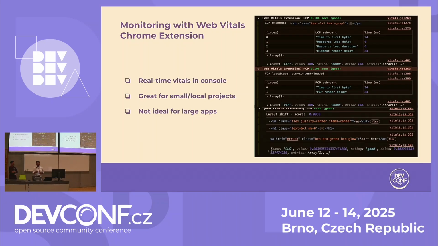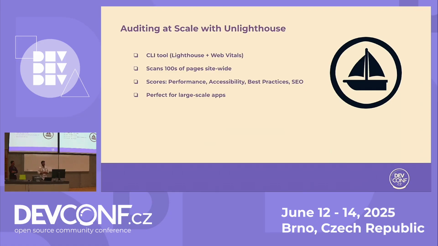To overcome this for big websites, there is another tool called Unlighthouse. This is an open source tool. It is like Lighthouse combined with Web Vitals, you could say, and it focuses on 4 parameters. It gives you the performance, accessibility, best practices, and SEO score, and it's perfect for large scale.